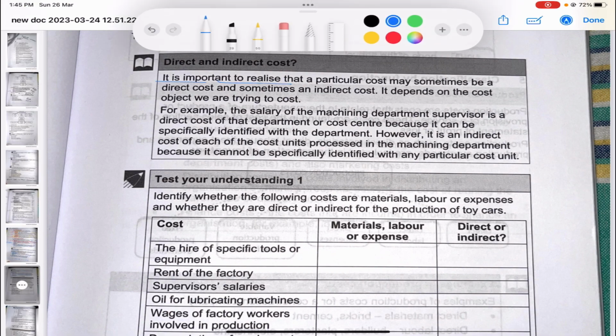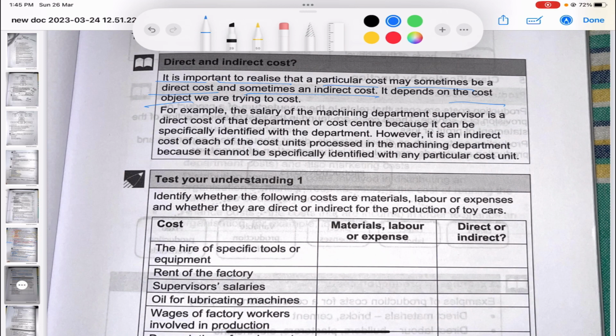It is important to realize that a particular cost may sometimes be a direct cost and sometimes an indirect cost. It depends on the cost object we are trying to calculate. So based on the particular cost object which we have chosen, we can decide whether a particular item of concern is direct or indirect.